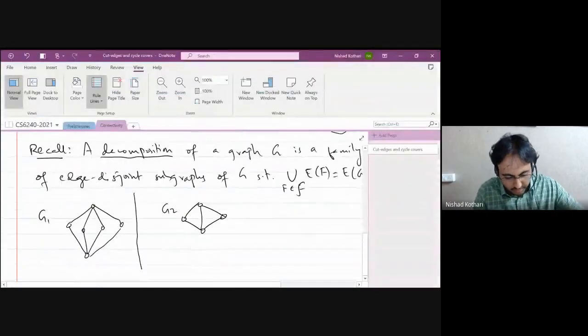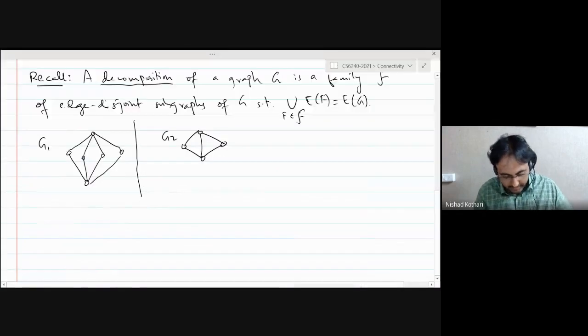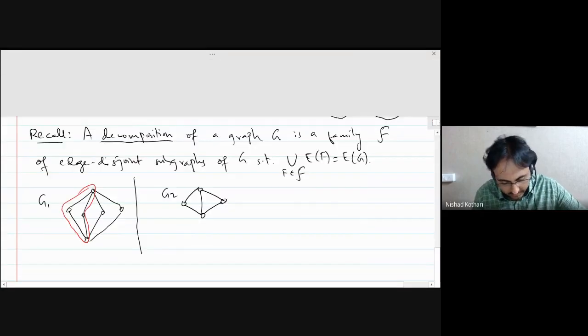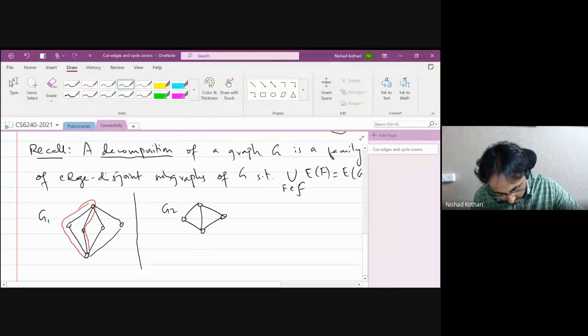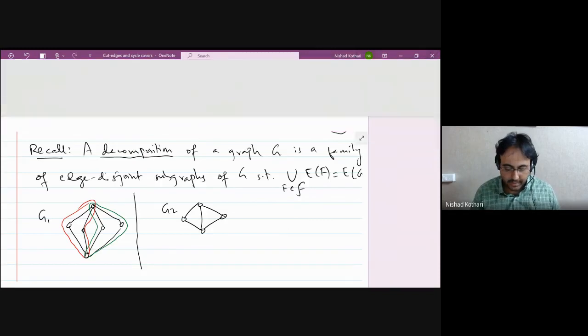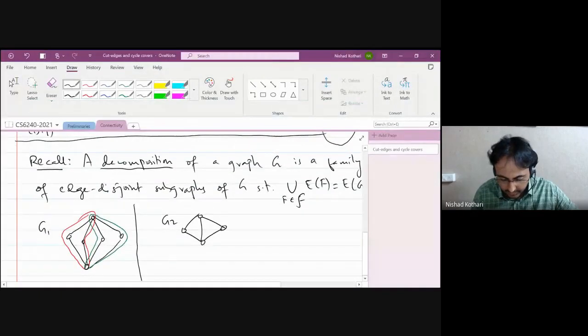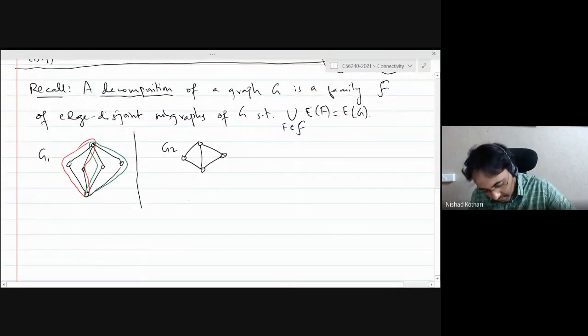Exactly. So just to give you a visualization, this red colored cycle and the green colored cycle comprise a cycle decomposition of G1, right? You have two edge disjoint subgraphs, and when you take the union, you get the entire edge set of the graph. On the other hand, G2 does not admit a cycle decomposition.